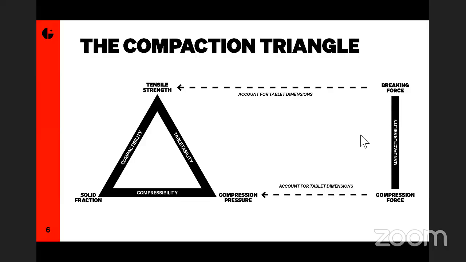And what they recommend is that you generate the data described by the compaction triangle. And you can see the compaction triangle, each of the three corners is a different value, and each side of the triangle is the relationship between these values.